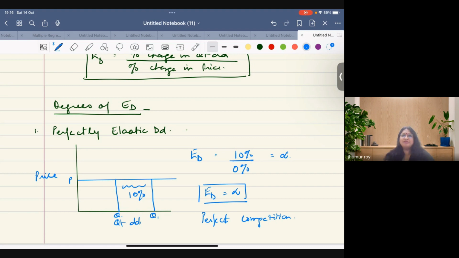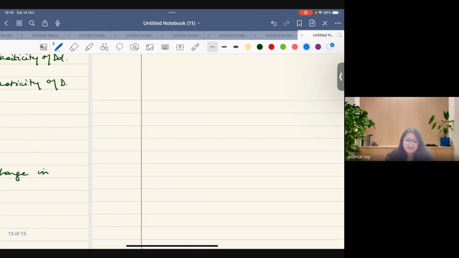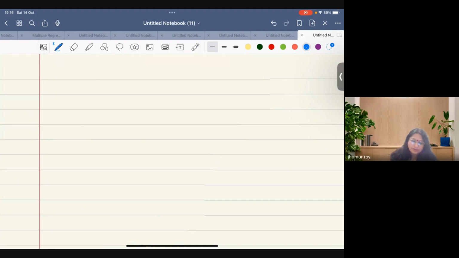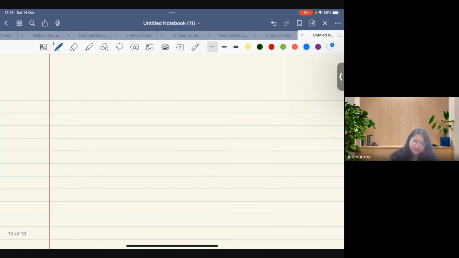Is this clear to everyone? Yes, ma'am. Okay. Now we come to the second one. The second one is the other extreme. So the second one that we talk about is called a perfectly inelastic market.